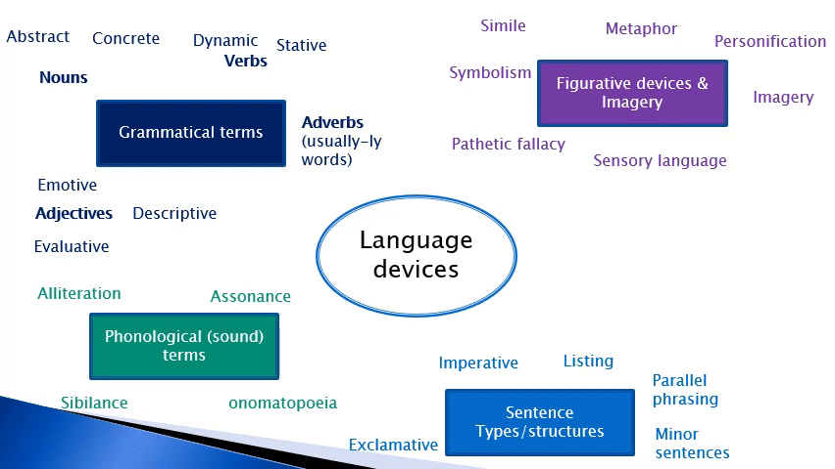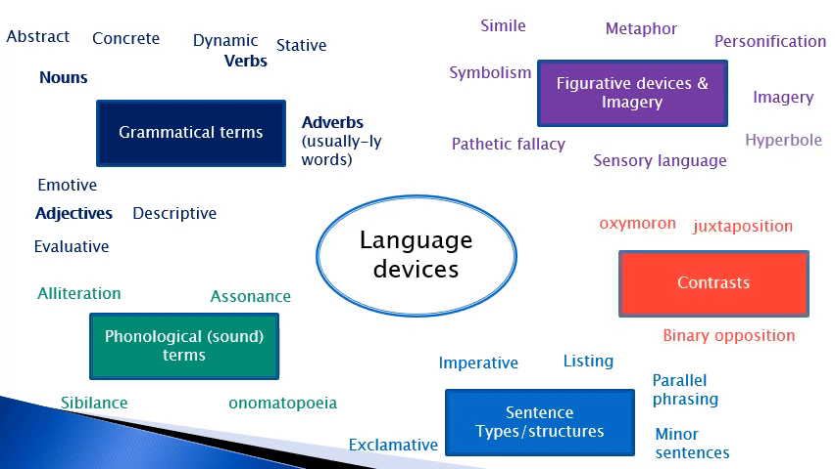It might be sentence types and sentence structures, exclamative, imperatives, listing, parallel phrasing, minor sentences. Again, all of these you can find on that document. Contrasts such as oxymoron and juxtapositions and binary oppositions. So all of those are different language devices. Now, as I say, you can find all of the information about all of these different kinds of devices, or you can just do a little search on Google if there's any of these that aren't familiar to you. But this is a really good range of language devices that if you know them at GCSE, you should be able to analyse any text. But I'm going to show you some hints and tips later on for just in case when you're analysing you think, oh no, I can't find any devices, but we'll talk about that in a moment.